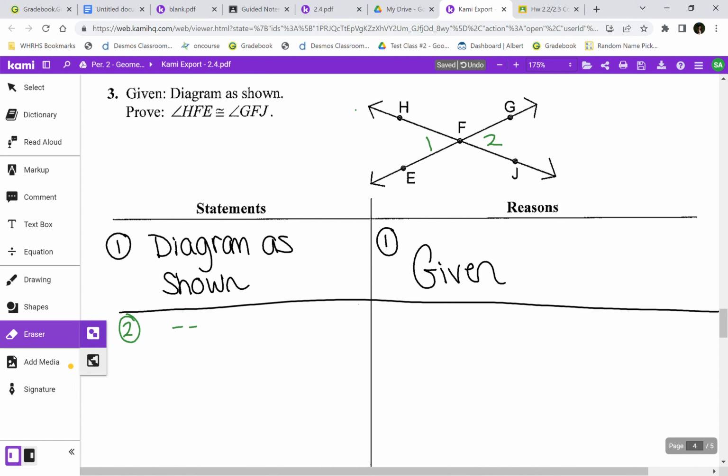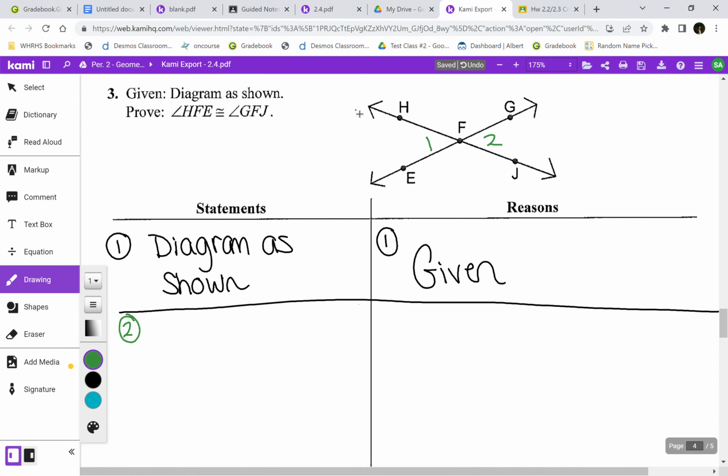All right, so we're going to say good. Angle GFE equals straight angle. What else? Is there another straight angle? Omar? Good. Angle HFJ equals straight angle. And what's our reason for saying these straight angles? What did we do? Assumed.